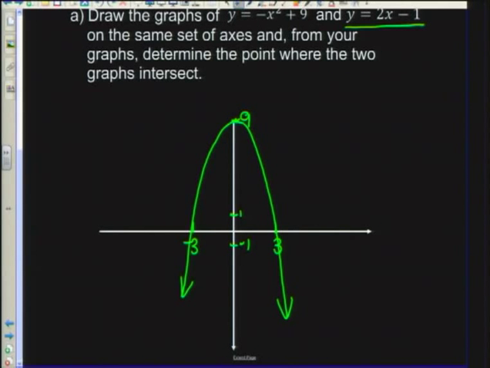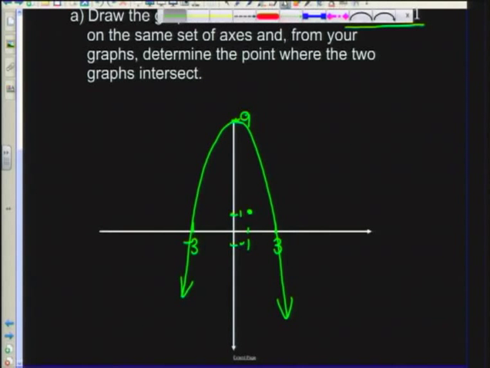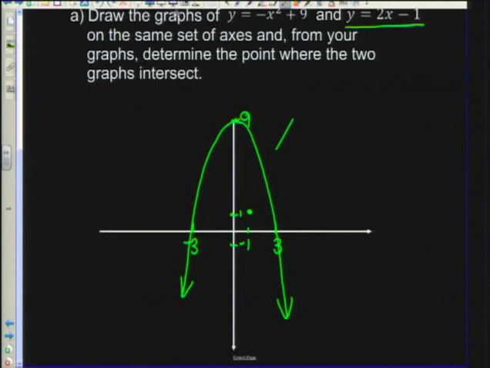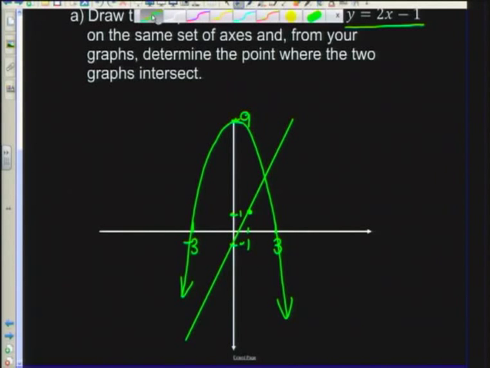So I'm just going to plot my gradient as a 2 over a 1. So therefore, my straight line is going to pass through there and down through there and all the way down. Okay. So I'm going to have to actually increase the length of my parabola and my straight line.